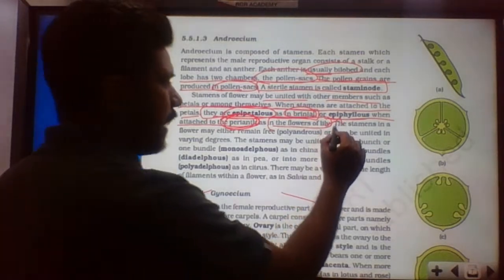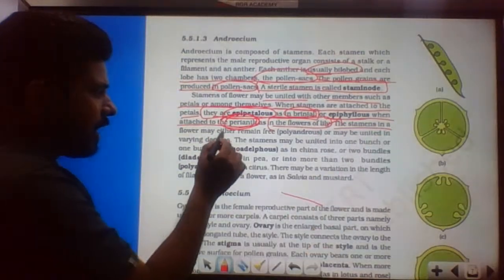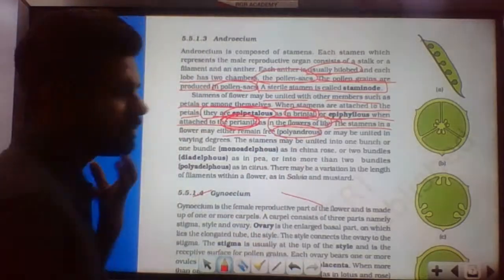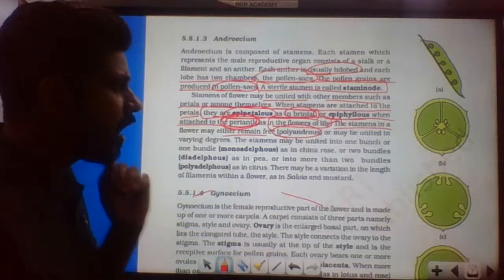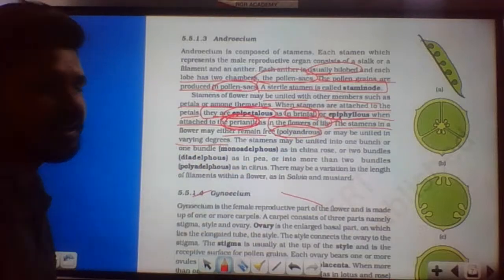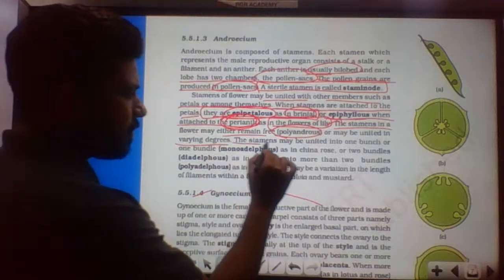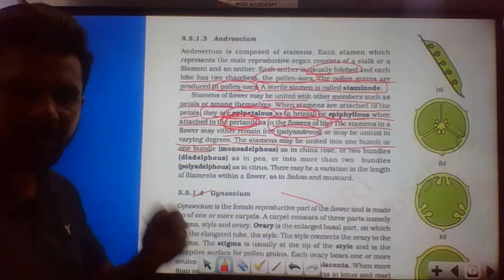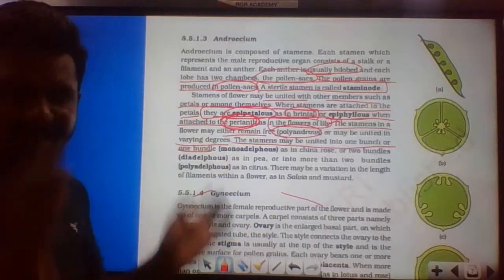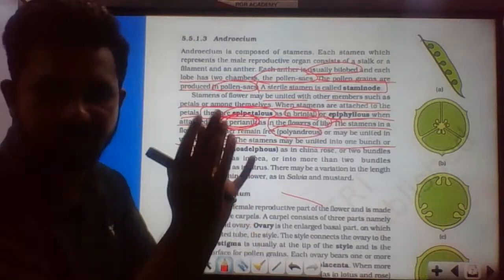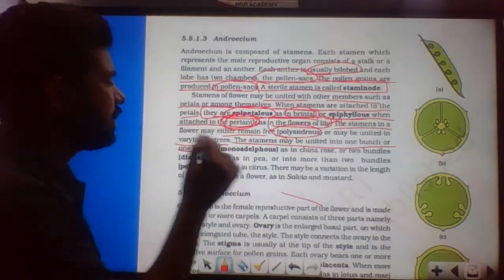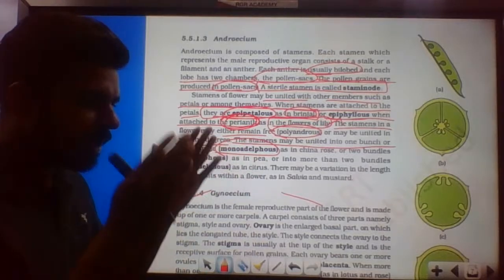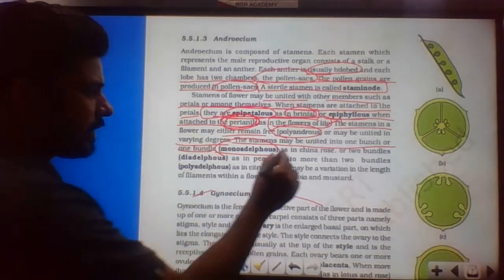Examples. And the stamens in a flower may either remain free. If they are free, they are called polyandrous, or they may be united in varying degrees. The stamens may be united into one bunch or one bundle. If all the stamens are united together and make a single bundle, this type of androecium is called monoadelphous, as seen in China rose.